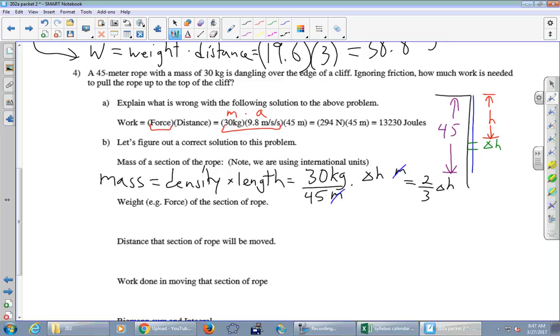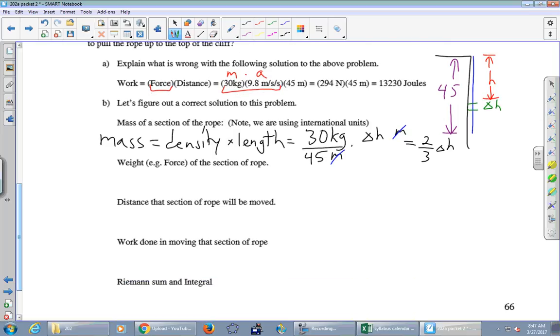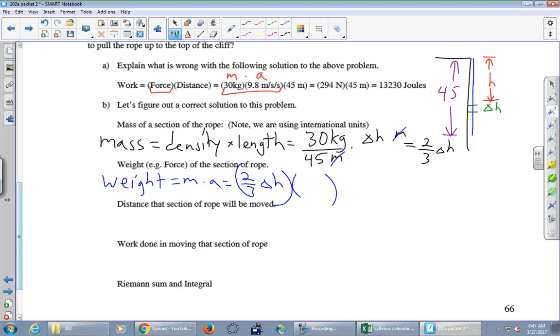Now we're going to find the weight of that little section of rope. So remember, weight is mass times acceleration. We just calculated the mass. It's that 2/3 delta H. Acceleration here is again 9.8. So I'm just going to leave this. I don't know. 19.6 over 3 delta H. It's kind of clunky.